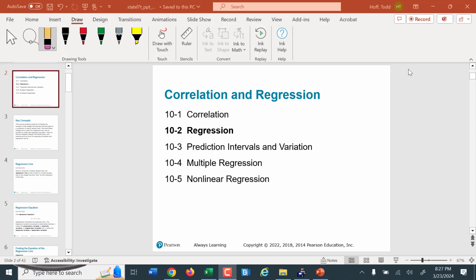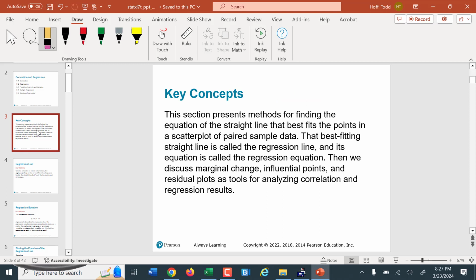So as promised, we're back to talk about the regression equations, the linear equations that go with the correlation we talked about in the last section. In this section, we're going to work on finding the equations for that linear relationship. We're going to discuss finding the equation itself, using the equation to predict, influential points and outliers and how they affect the regression and what we should do with them. We're going to talk about residuals and residual plots and how to use those to analyze our correlation and regression results in the relationship itself.